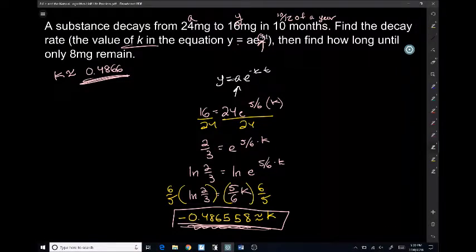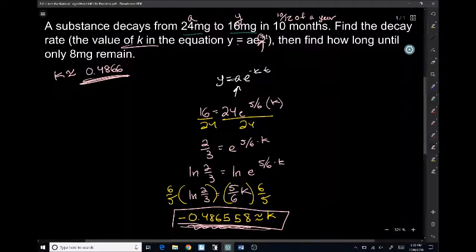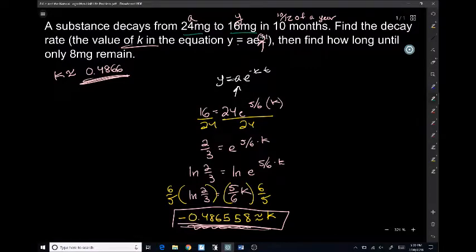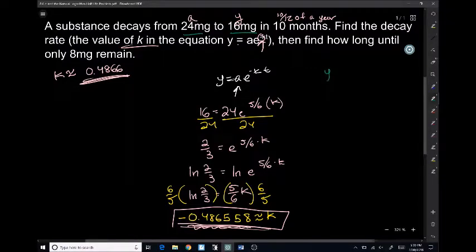And it says find how long until only 8 milligrams remain. So let's just go from 16, because that's where we're at right now, I suppose. Nah, let's go from 24. So I'm going to go y equals Ae to the negative kt. My ending amount is going to be 8. My starting amount is going to be 24. My negative k value is now negative 0.4866558. And then my time, I don't know, so that's my t value.